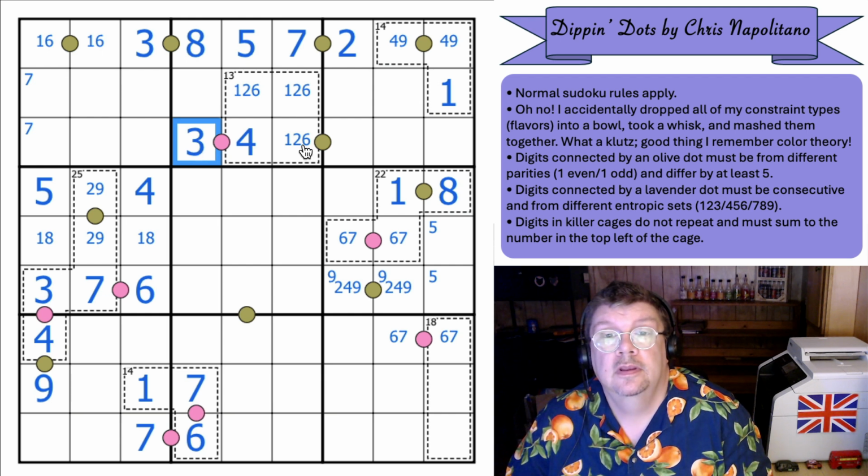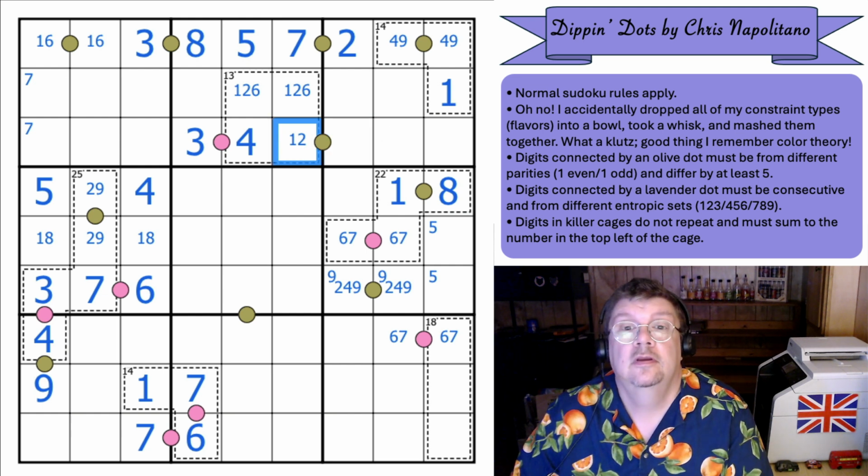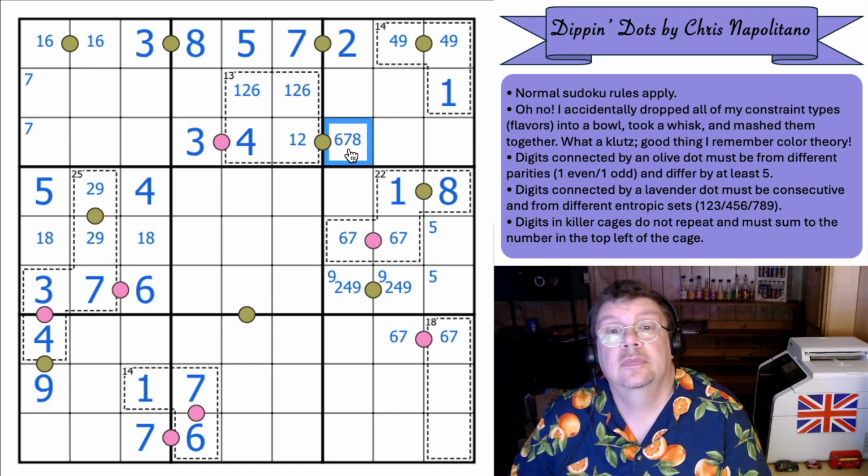Okay. If this is a 6, this has to be a 1, but it can't be a 1. This is now a high digit, which is going to be 6, 7, or 8. And it can be any of those things right now.